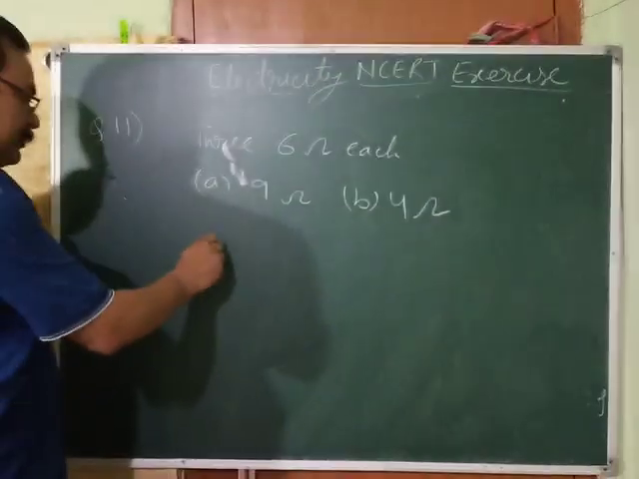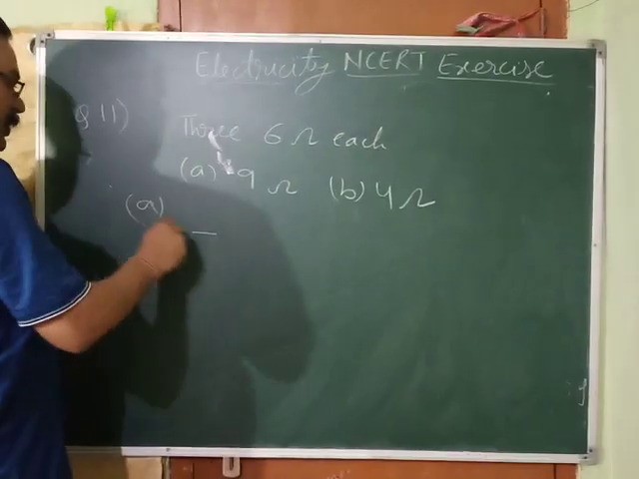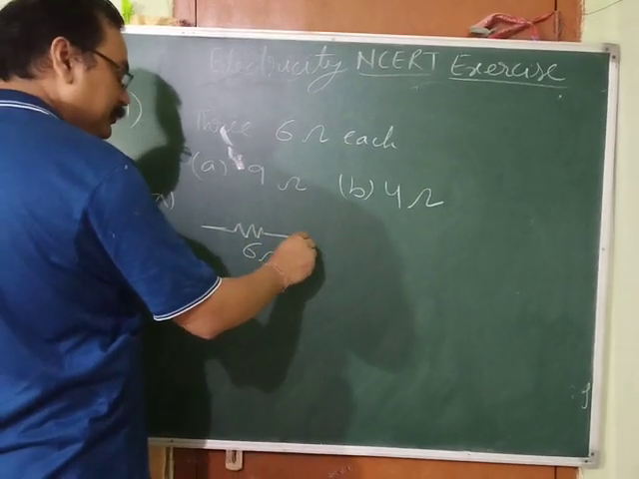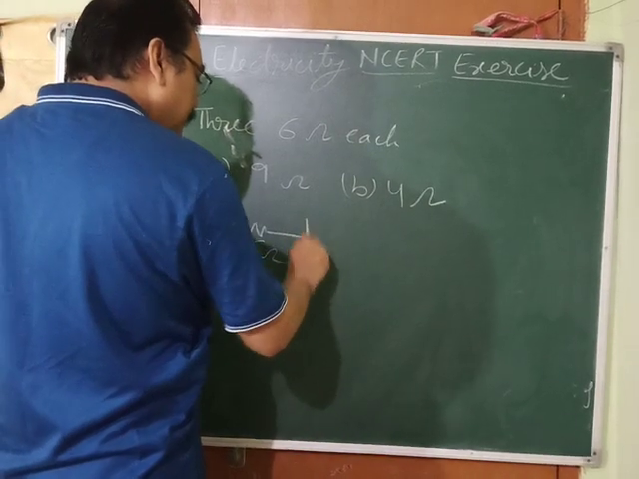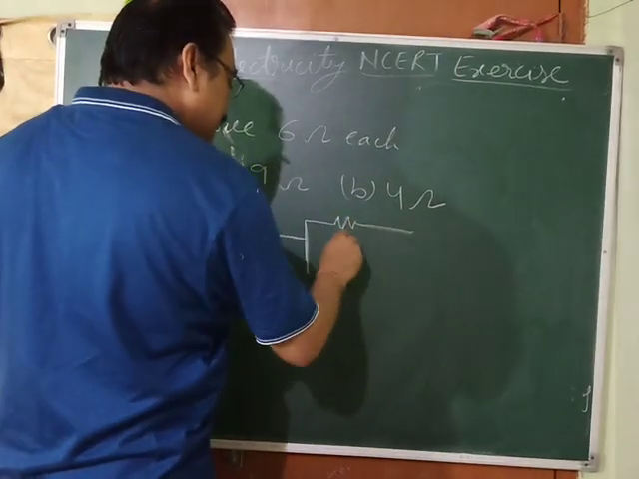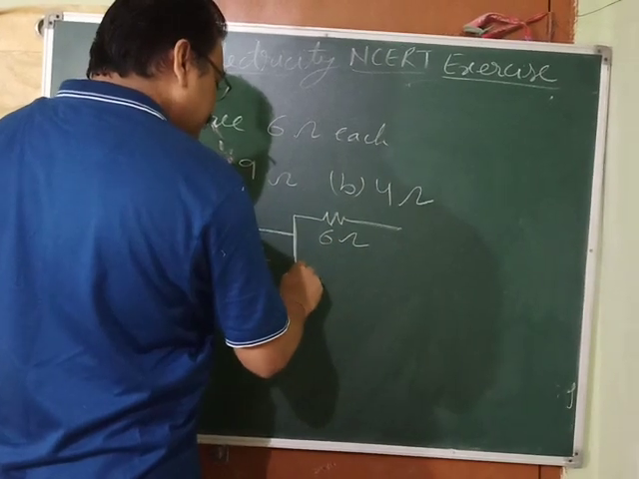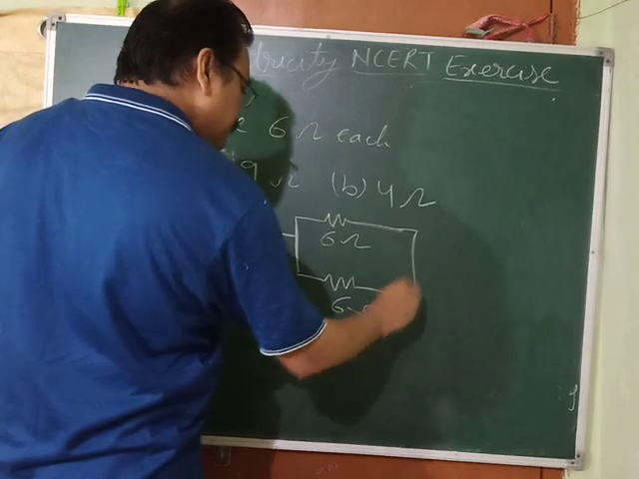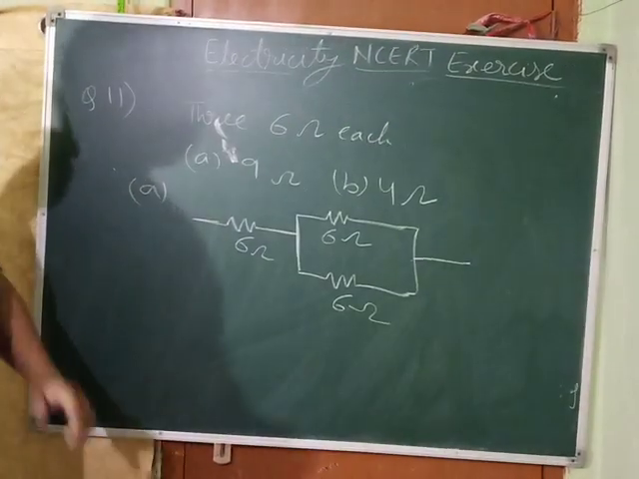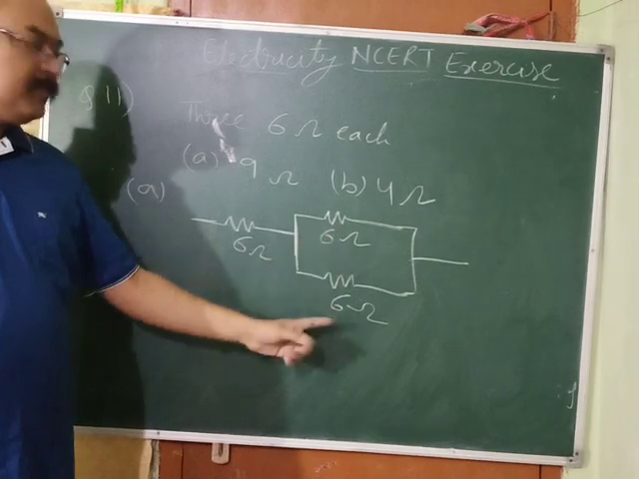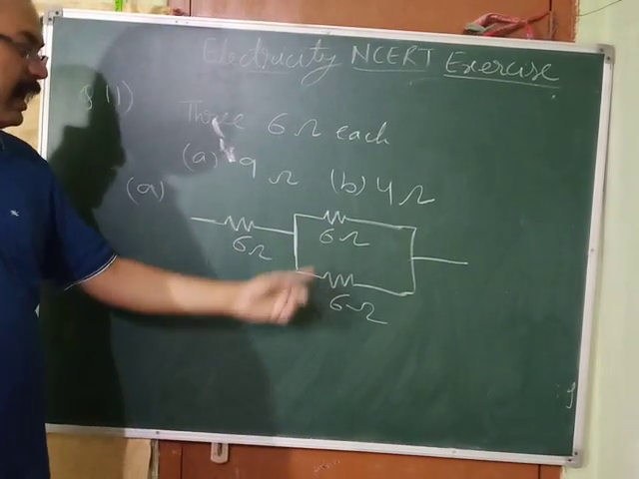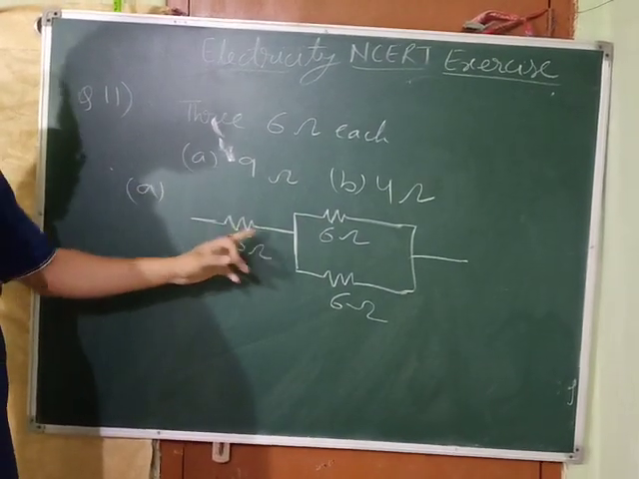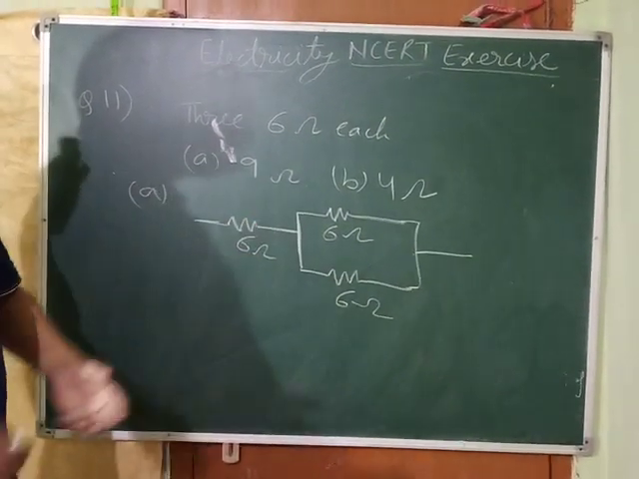So what do we have to do? See, in part A, we have to connect like this. This is 6 ohm, and this will be connected with this 6 ohm and this 6 ohm. How did we come to know this? Because when we connect 6 ohm resistors in parallel, the equivalent will be half of the 6 ohm, that is 3 ohm. And that 3 ohm will be connected in series with this. So how much are we getting? 6 plus 3, 9. That's why we can get this.